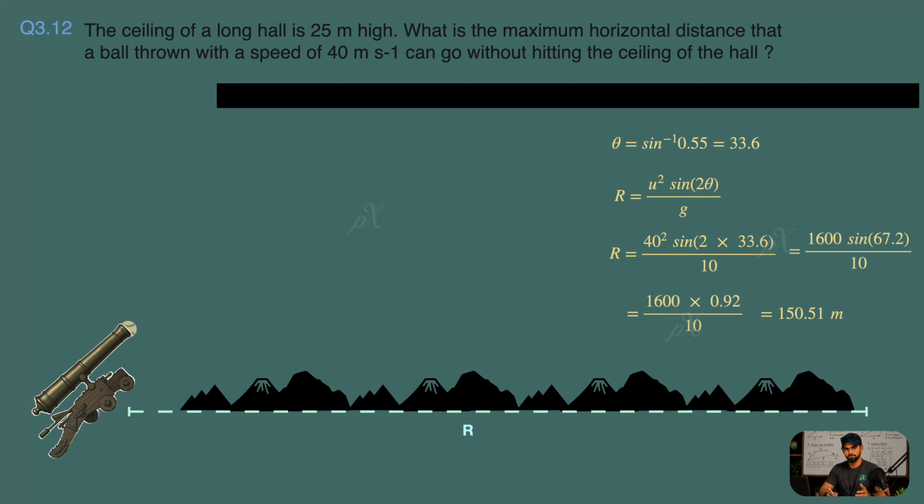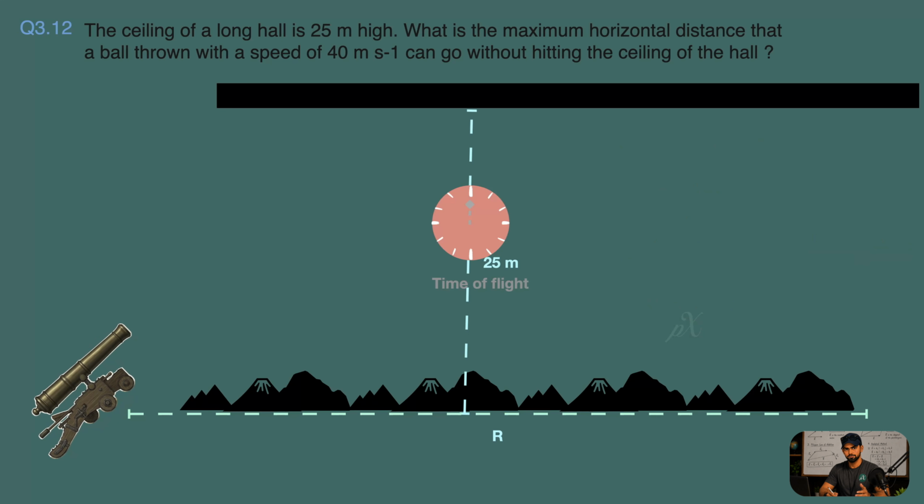There is another way to solve this question as well. Instead of using the range formula directly, you can first calculate the time of flight and then simply multiply it by the horizontal velocity of the projectile. Since we've already learned that horizontal range equals horizontal velocity times time of flight, both methods will lead you to the same final answer. You can try solving it using that approach as a practice exercise.